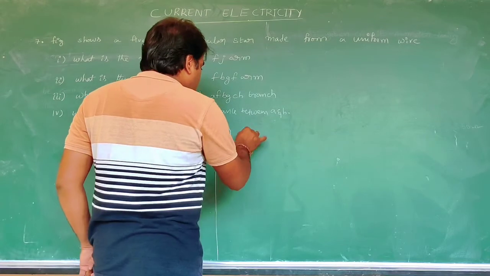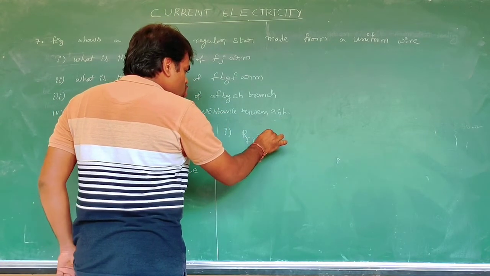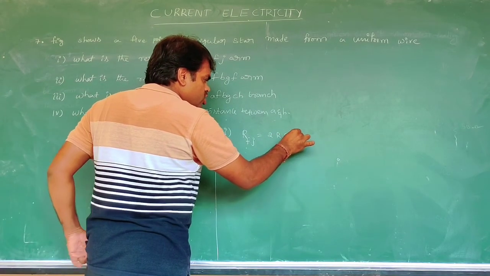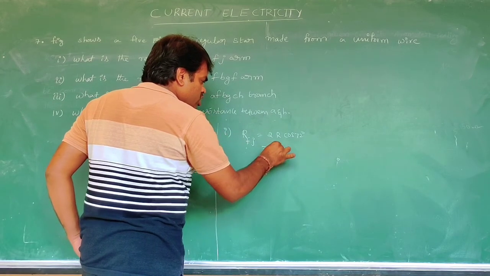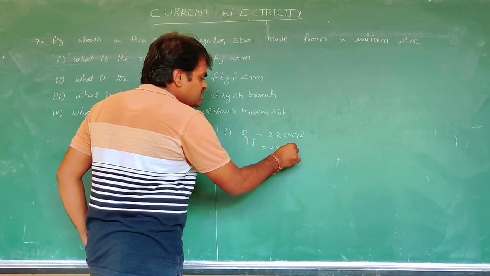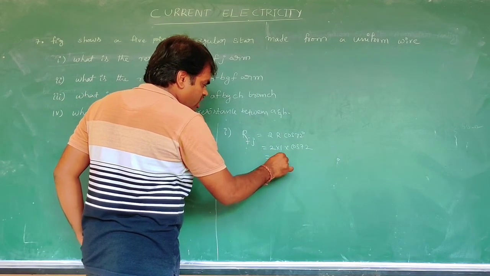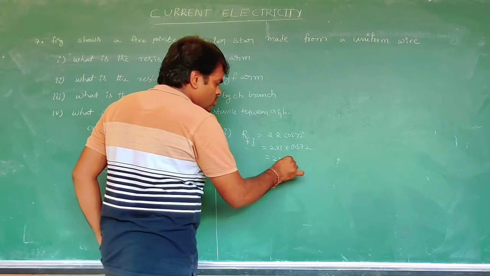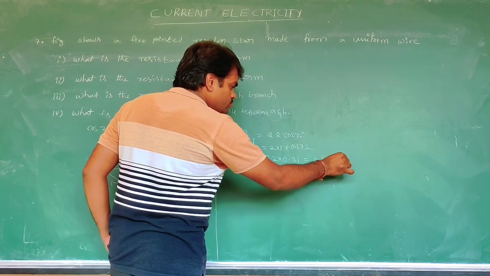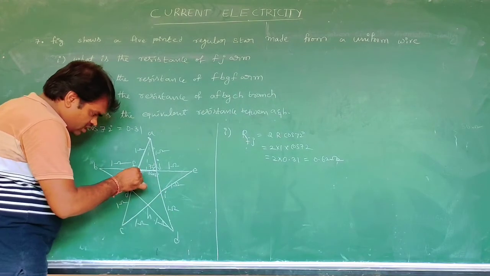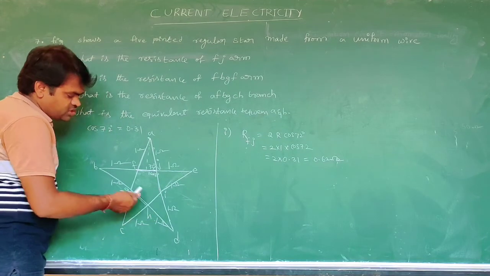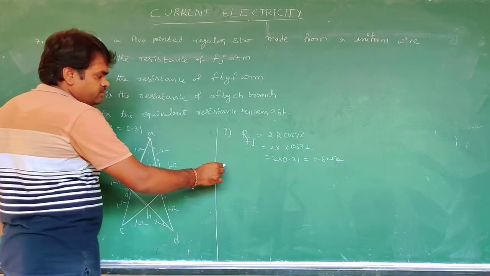The resistance of FJ is 2 R cos 72 degree. That is 2 into, what is the resistance of each arm? 1 ohm. 1 into cos 72. The cos 72 value they have given, that is 0.31. That's why we got it multiplied, 0.62. All of these are 0.62, 0.62, 0.62, 0.62. Next, second question.